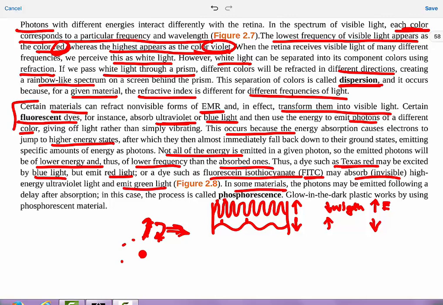In some materials, the photons may be emitted following a delay after absorption. In this case, the process is called phosphorescence, and this is what we see in the glow-in-the-dark plastics. So it's absorbing, let's say, ultraviolet light, something that we don't see, and then there's a delay, and it's going to re-emit that. And then we do see that, right? We see the glow-in-the-dark object glowing back at us.